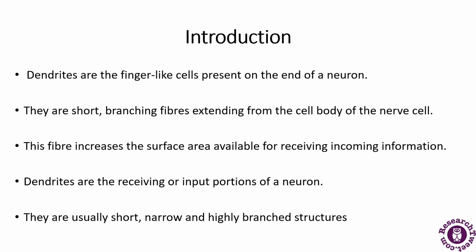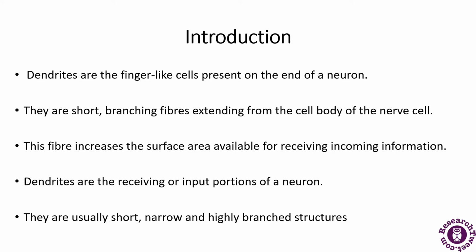They are short, branching fibers that extend from the cell body to the nerve cell. This kind of fiber increases the surface area for receiving the incoming information. So their main function is to receive the messages and send the signals. Dendrites are the receiving or input portions of a neuron, so they play a major part in the neuron.